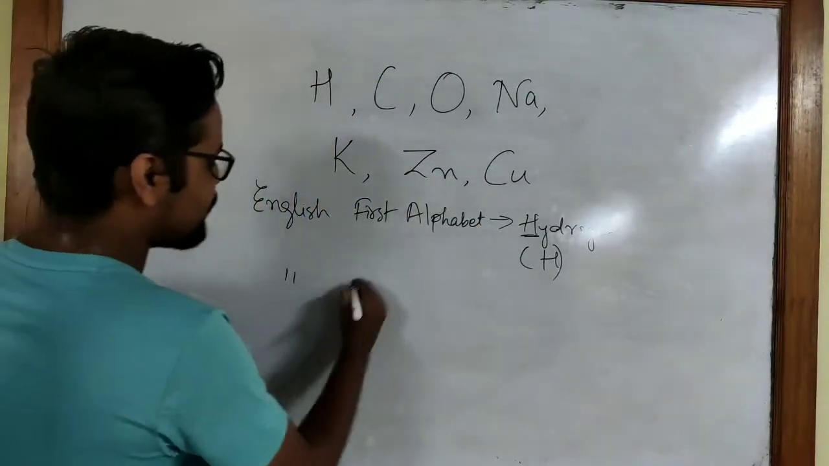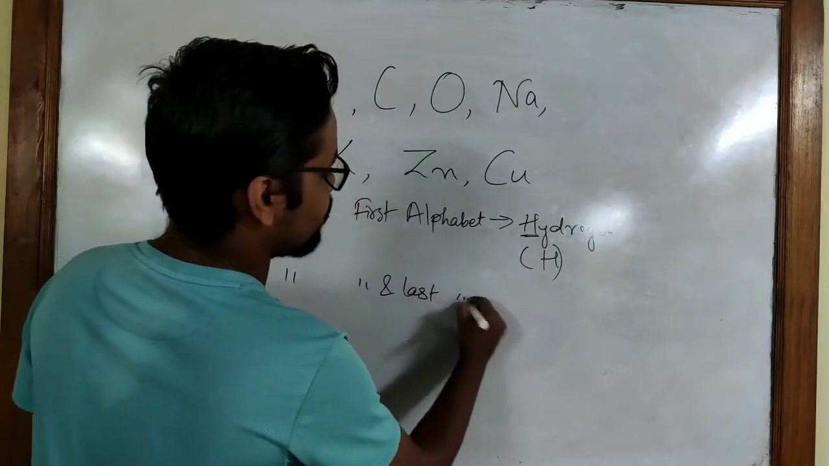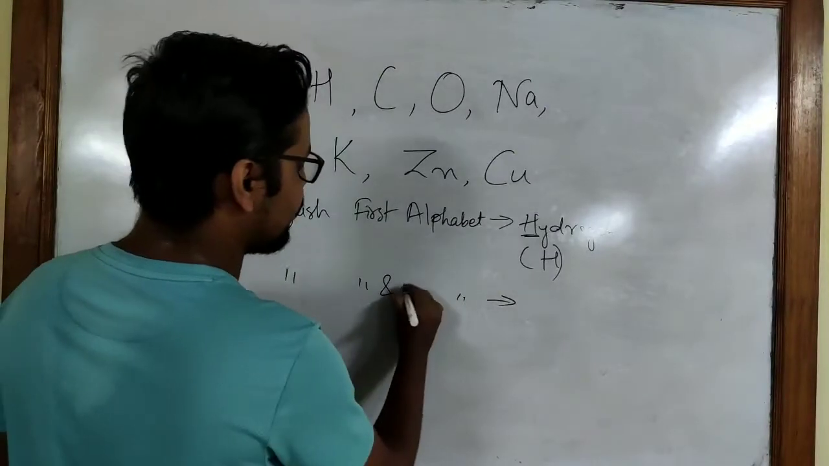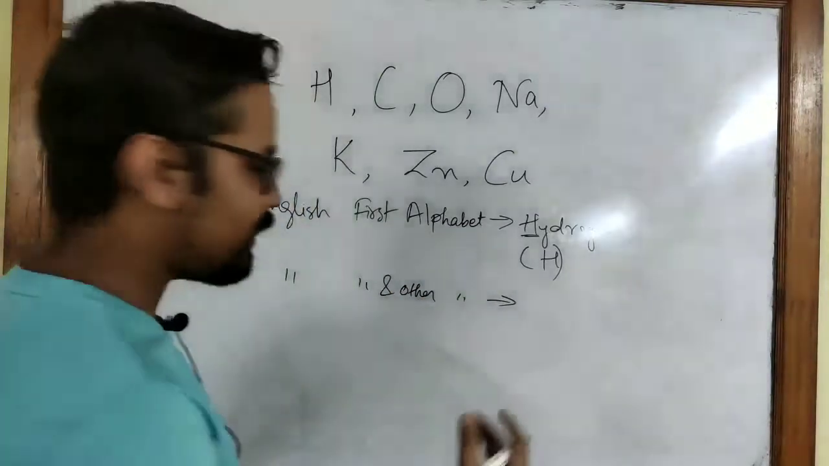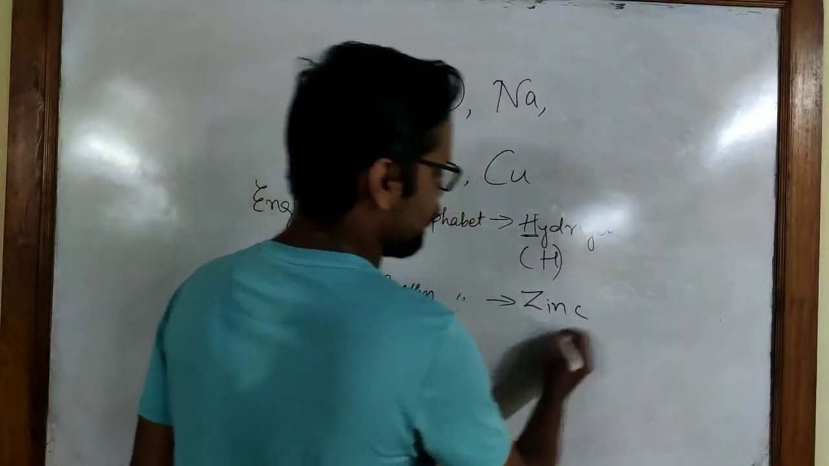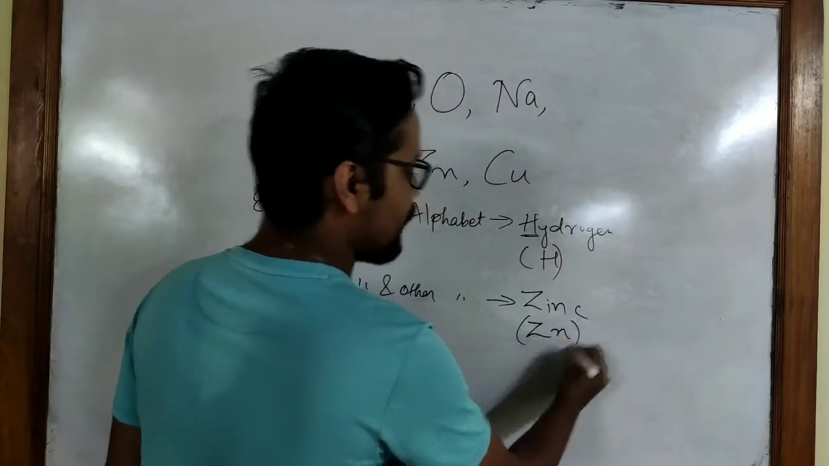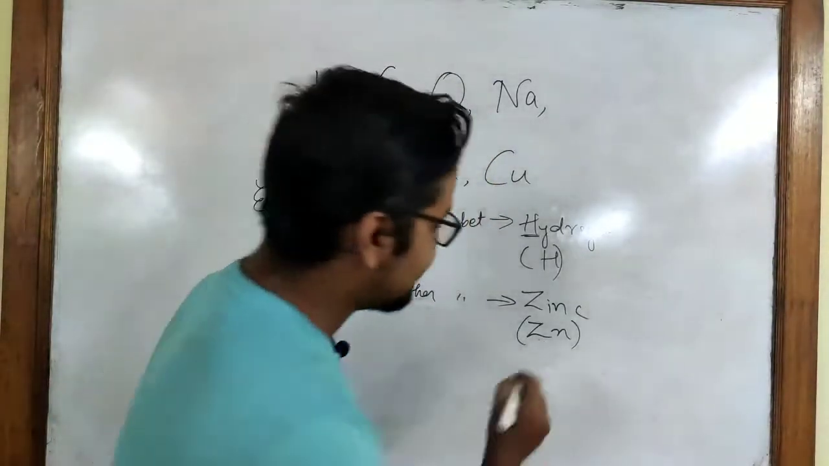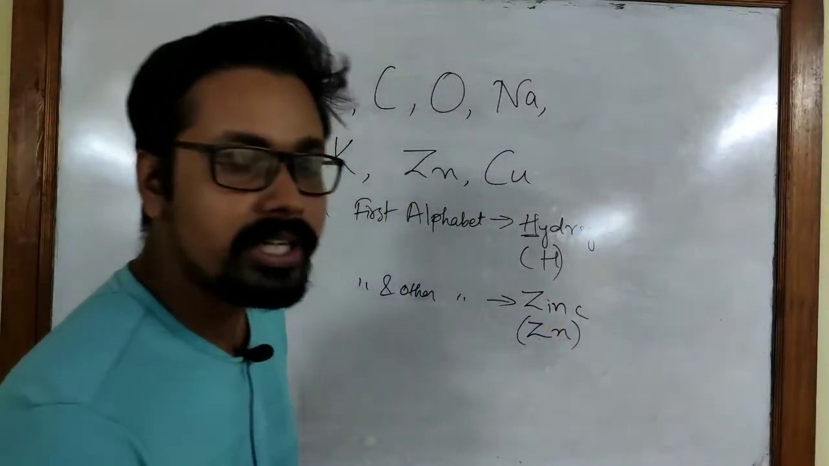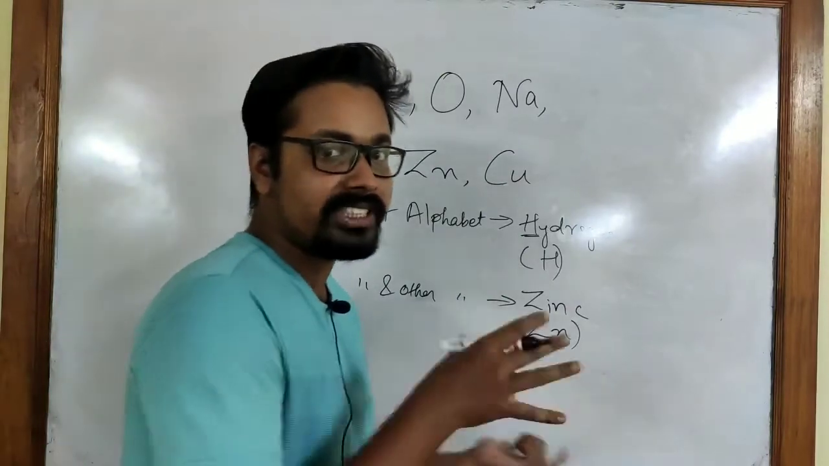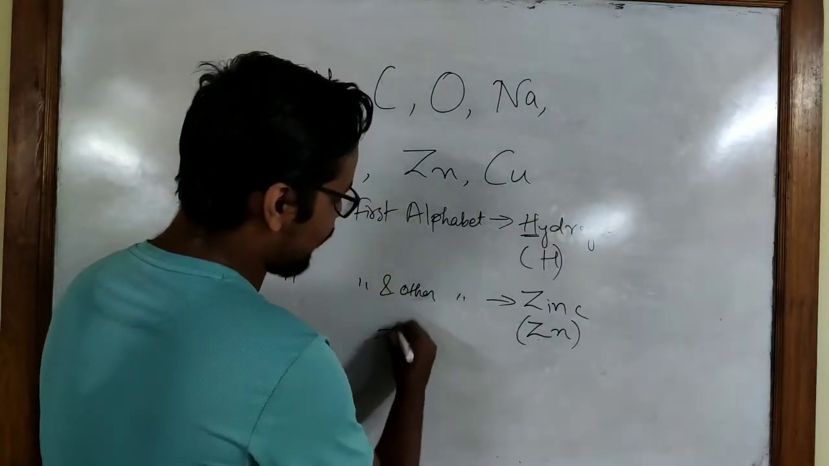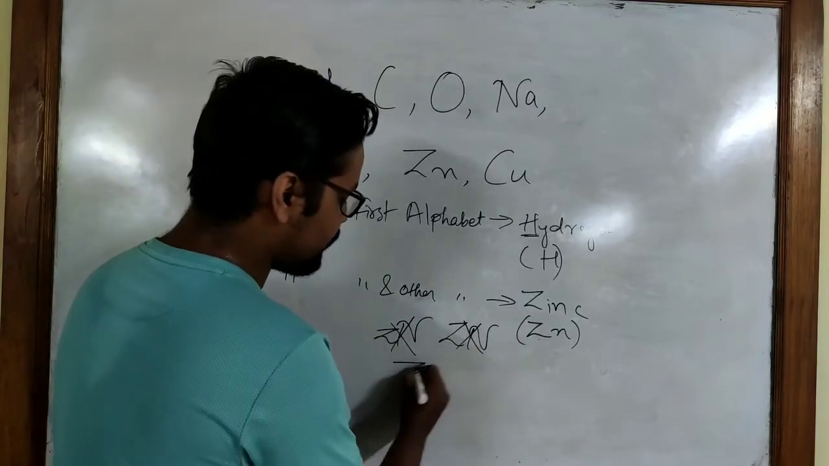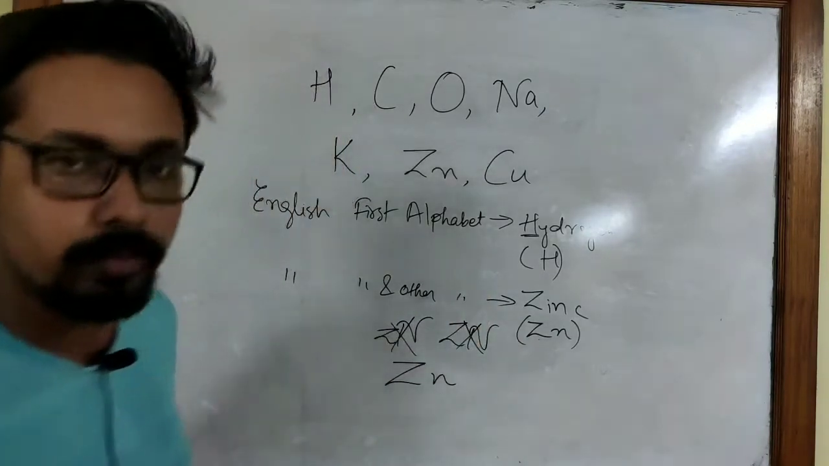Second, we use the English first and another alphabet. First and last alphabet means, first, not last, first and any other alphabet. Like zinc, Z-I-N-C. So we use Z and N. Now while naming this in two letters, the first letter will always be capital, the second will always be small. Don't try to put any of your own style into this. Never write ZN or zn. No, these are wrong symbols. The symbol must be, first letter capital, second letter small, always.